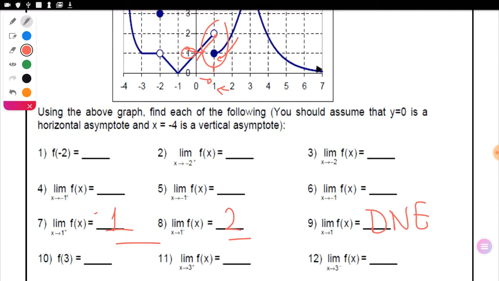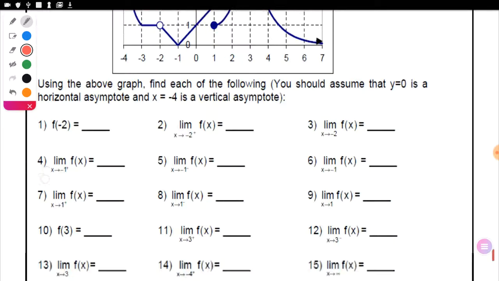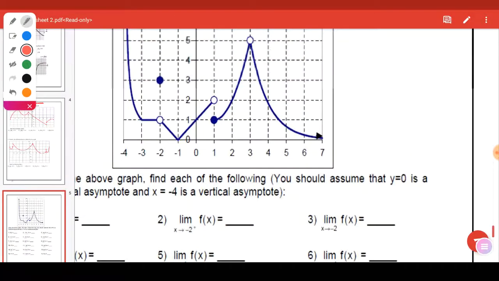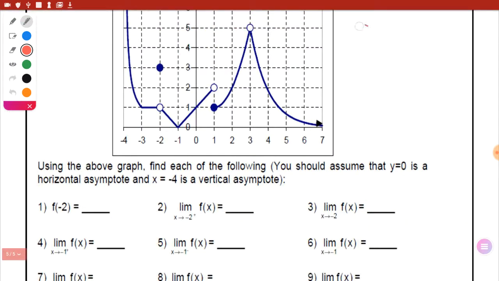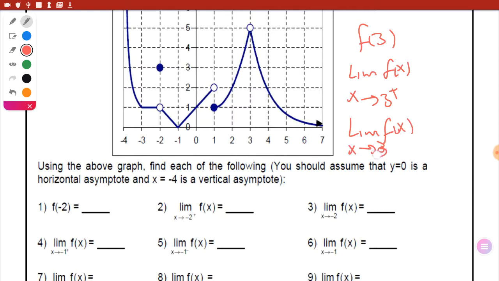I'd like to find f of 3, and the limit of f of x when x approaches 3 from right and from left. But the graph is not clear here, so that is why I write the question here. Here I ask about f of 3, the limit of f of x when x approaches 3 from right, and the limit of f of x when x approaches 3 from left. Look here with me. For f of 3, I have only a hole. I don't have any bold point. I don't have any continuous line. I have only a hole at 3.